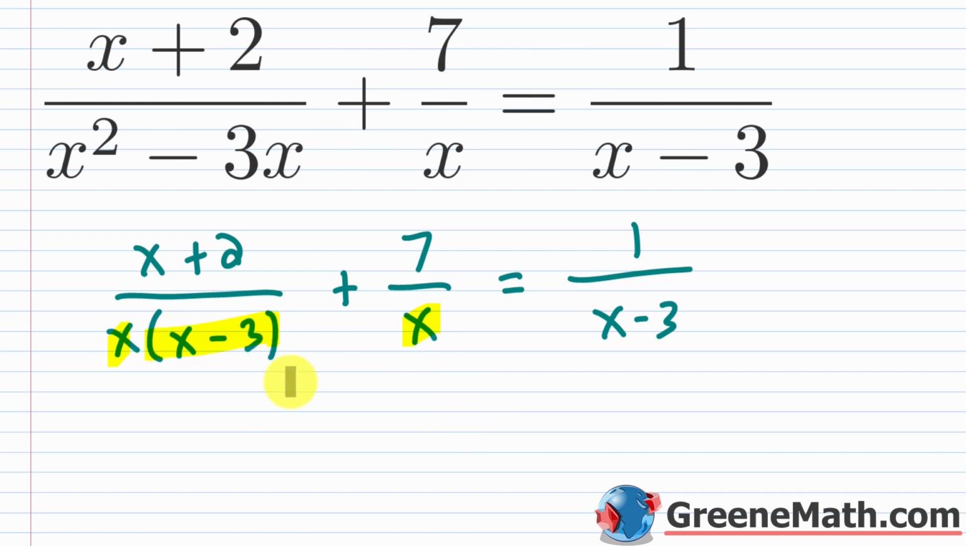Then this has an x minus 3 here, and this has an x minus 3 here. So the LCD would just be x times the quantity x minus 3. Let me put a box around this. I'm just going to multiply both sides of the equation by that so I can clear all my denominators.